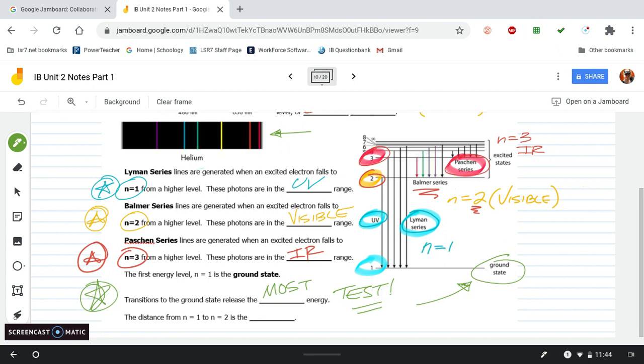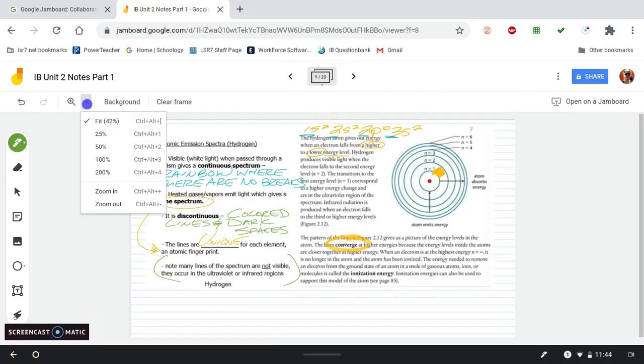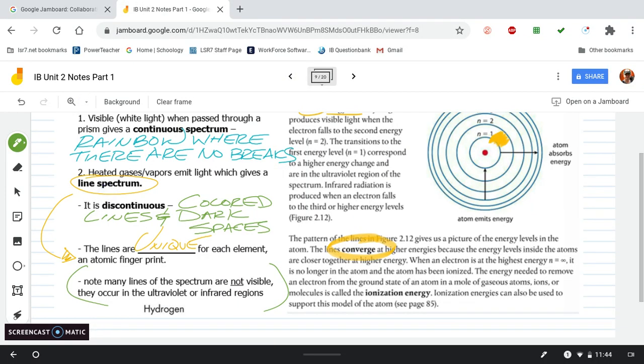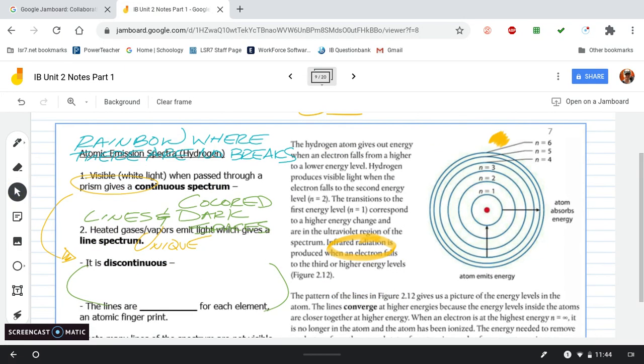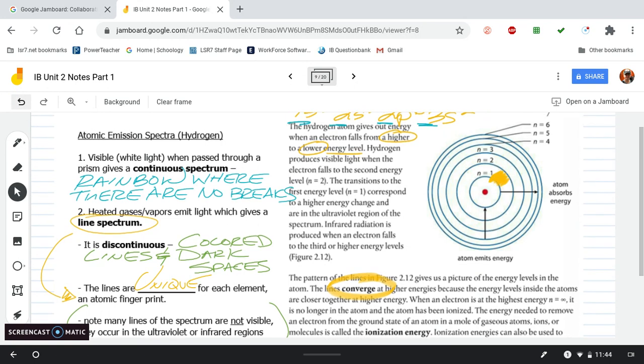So the distance from n equals 1 to n equals 2 is the greatest, because that is that one that we looked at over here. If we go ahead and we zoom in, this is what I was talking about right here. This idea that this space from 1 to 2 is the greatest. So that's the most energy. And so that 1 to 2 is the most energy, right?